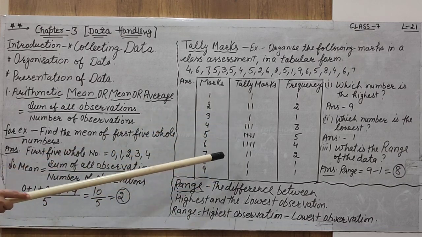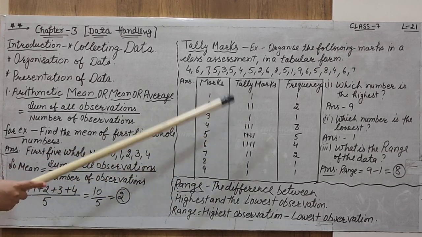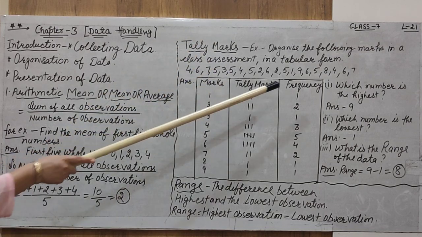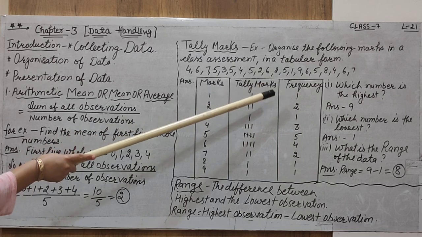Then the tally marks related to these numbers. For the tally marks, we have to count how many times each number comes. Like 1: 1 comes only one time.